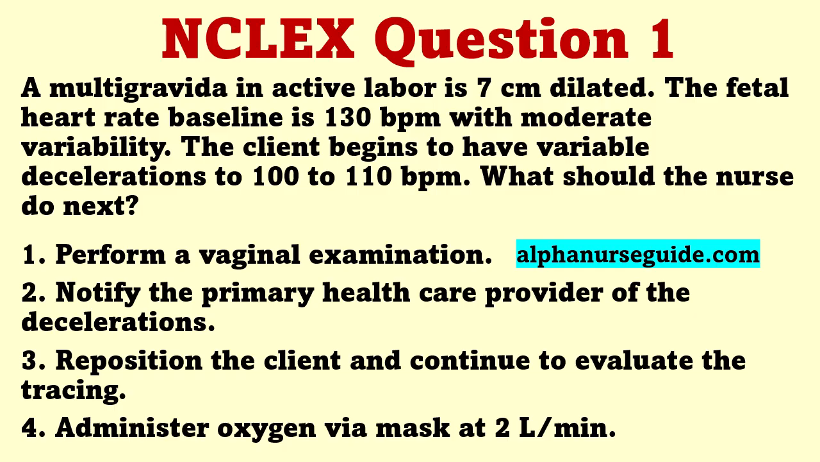The correct answer is 3. The cause of variable decelerations is cord compression, which may be relieved by moving the client to one side or another. If the client is already on the left side, changing the client to the right side is appropriate. Performing a vaginal examination will let the nurse know how far dilated the client is, but will not relieve the cord compression. If the decelerations are not relieved by position changes, oxygen should be initiated, but the rate should be 8 to 10 liters per minute.